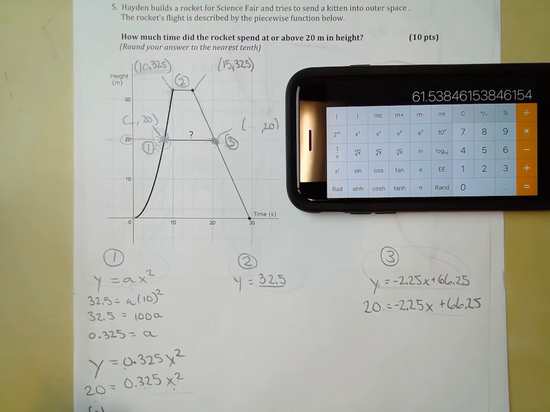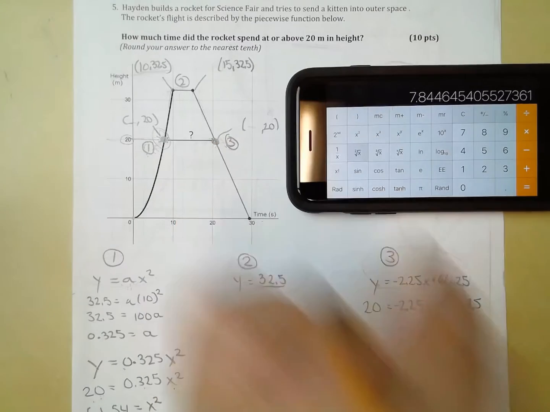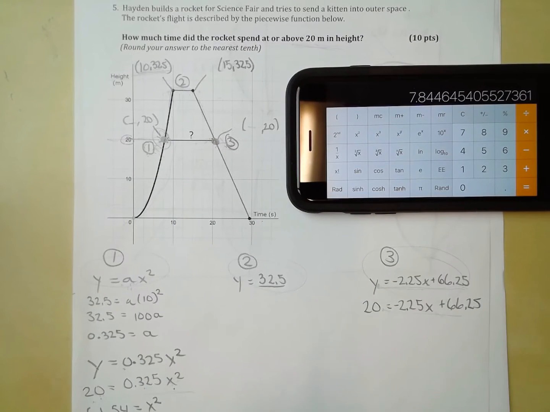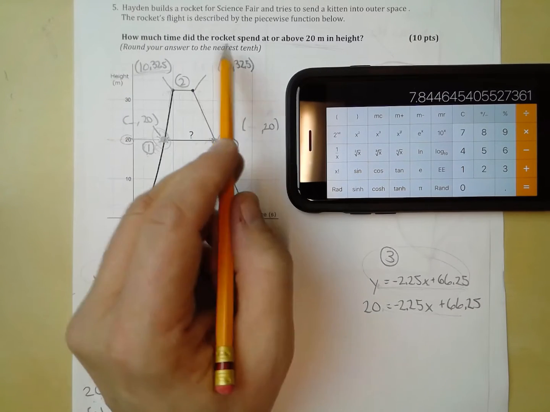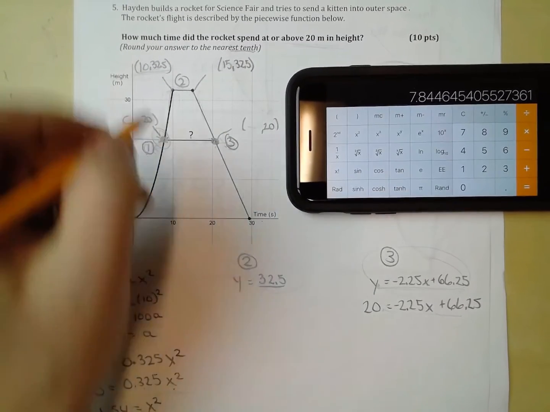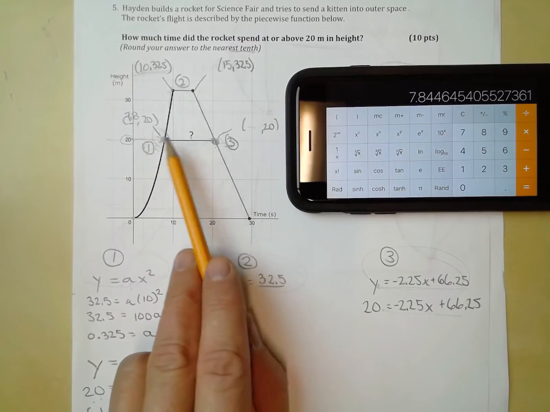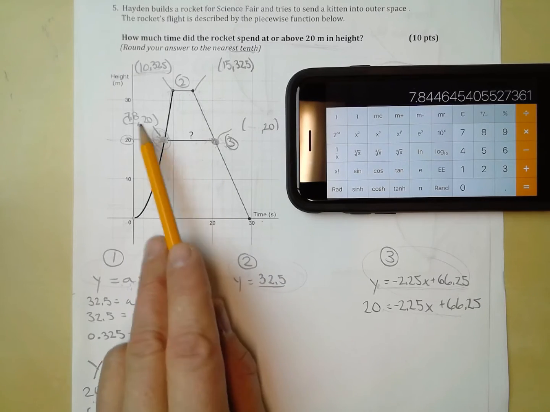I'll put 61.54, let's say, is equal to x squared. And I got to get rid of that squared, so you're going to take the square root of both of those numbers. I'll leave the whole thing in my calculator so I can get a more accurate answer, and I'll just grab the square root, and I get 7.84. One decimal place for seconds is enough for this. I did tell you to round it to the nearest tenth, so 7.8 is your first x. 7.8 goes right there. So the first time the kitten hits 20, or the rocket, the y hits 20, the x is 7.8.